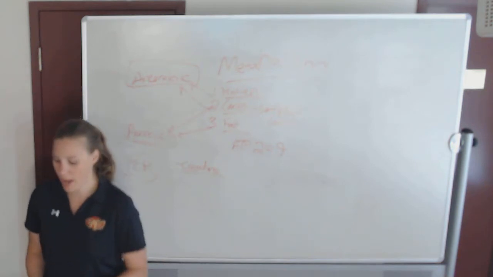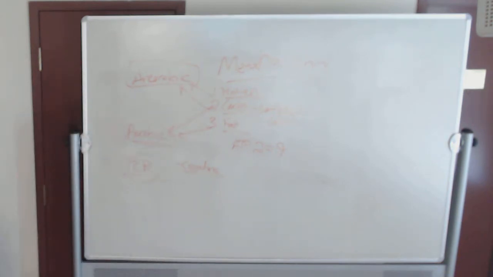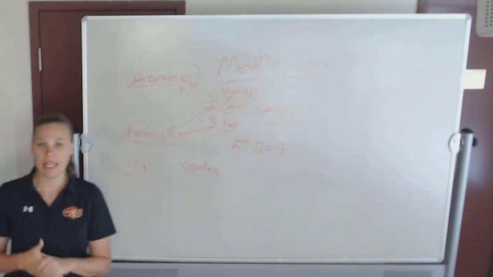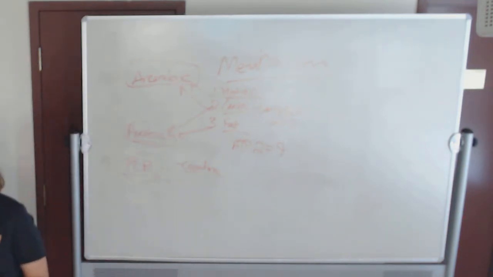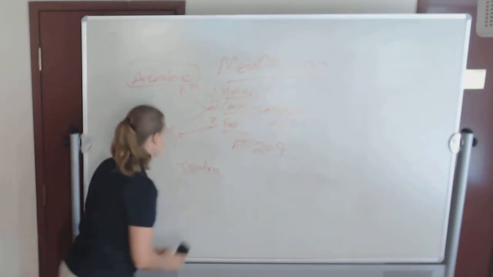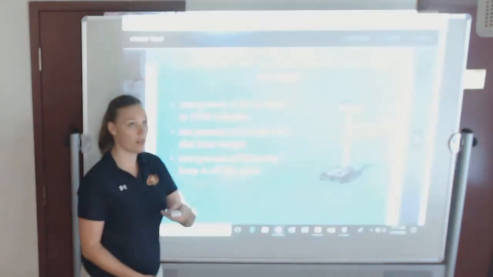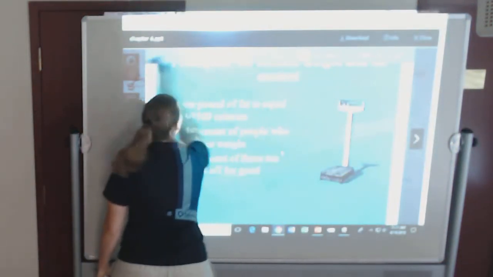So just a short PowerPoint here, and something that we're trying to get into is understanding that with weight management, 1 pound of fat equals 3,500 calories. Let me just erase this and turn this on real quick.